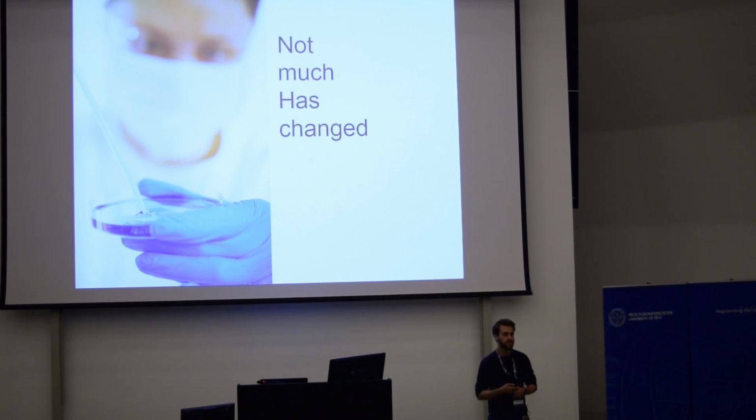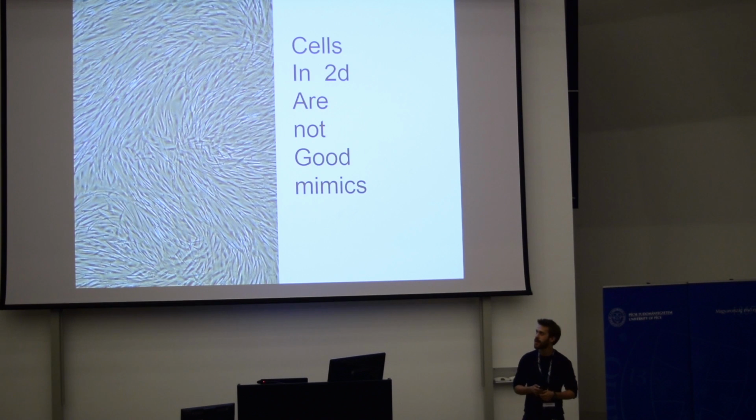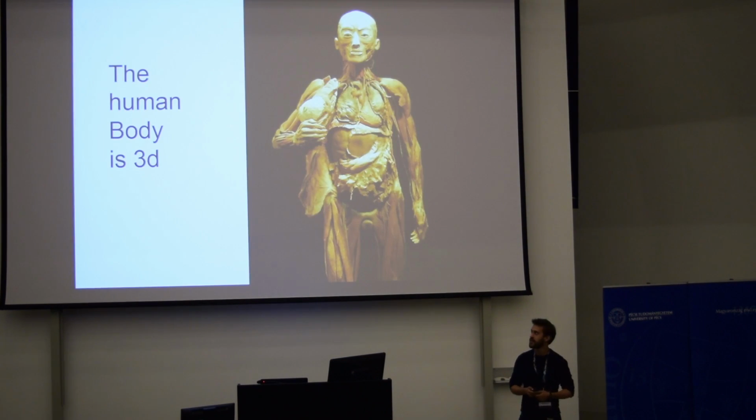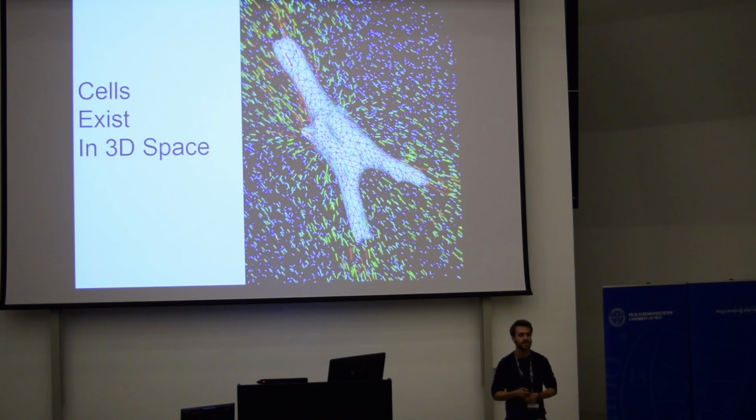So really, in the past century, not much has changed in the way that we're doing biology as well as culturing cells. This is a problem because, in general, cells in 2D are not going to be mixed with our actual physiology and what occurs in the body. And that's really because the human body is a 3D structure. Cells exist in 3D space.